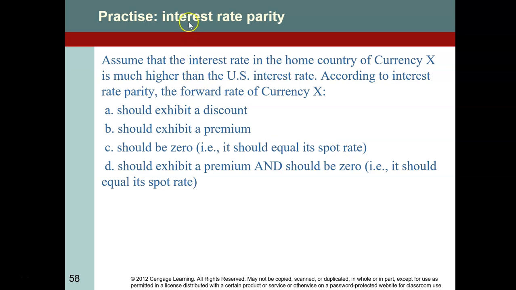Let's look at this one on interest rate parity on slide page 58. Assume that the interest rate in the home country of currency X is much higher than the US interest rate. According to interest rate parity, the forward rate of currency X should exhibit a discount, premium, or zero, and should equal its spot rate when it's zero. Option D is saying that it should exhibit a premium and should be zero, and it should equal to its spot rate.